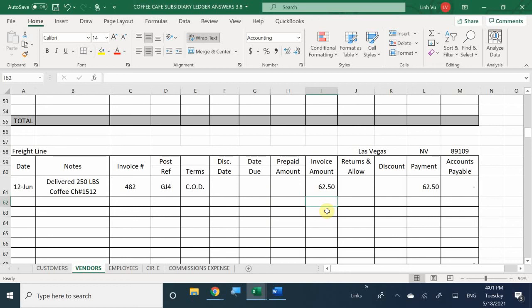My computer froze. Where are we at right now? Page 9 on the subledger? We just finished the subledger.